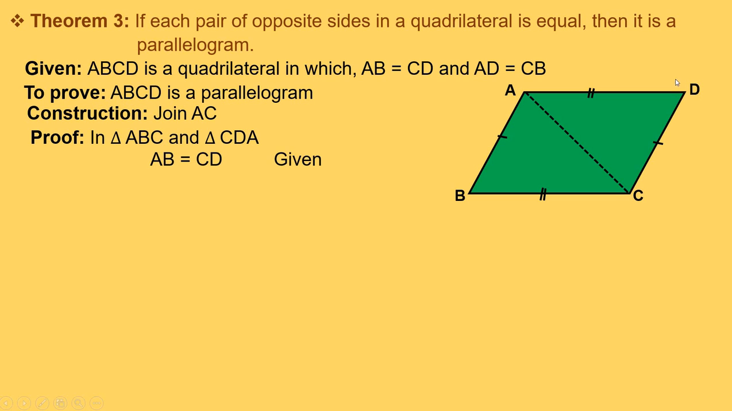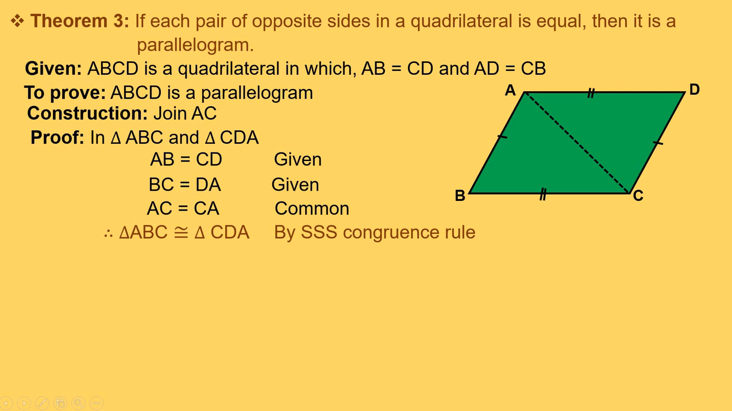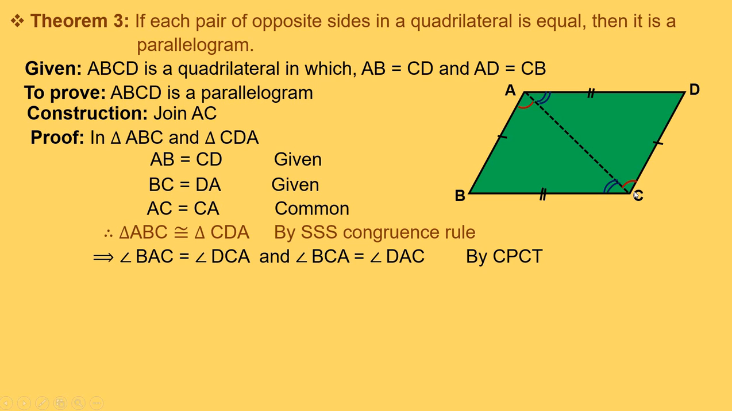Now for proof, in triangle ABC and triangle CDA, AB is equal to CD, given. BC is equal to DA, again given, and AC is equal to CA, common to both the triangles. Therefore, triangle ABC is congruent to triangle CDA by SSS congruence rule. This implies angle BAC is equal to angle DCA and angle BCA is equal to angle DAC by CPCT.